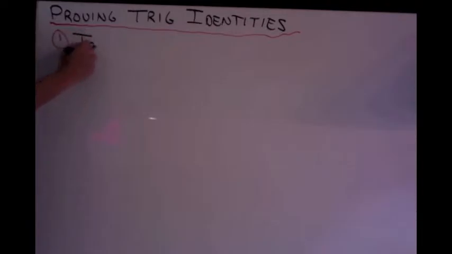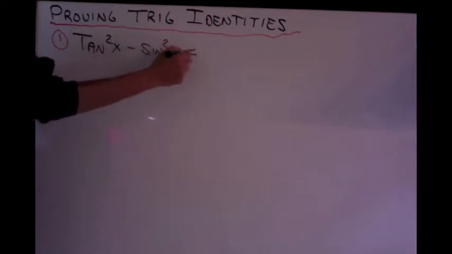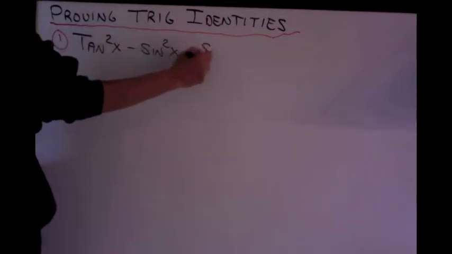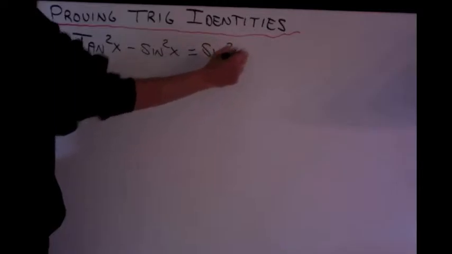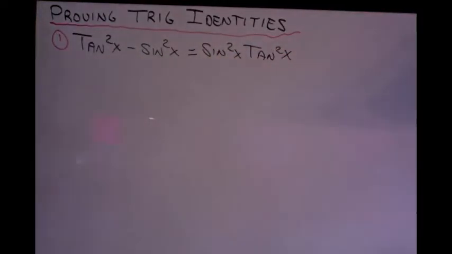We'll take tan squared x minus sine squared x, and that's supposed to equal sine squared x times tan squared x. All right, first thing you have to do is decide which of these two sides, the left side or the right side, do you want to work with.